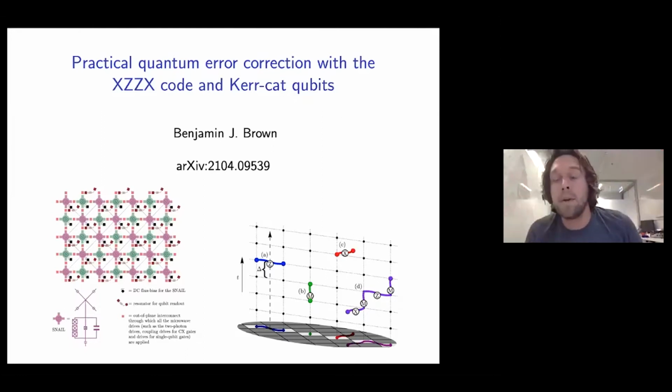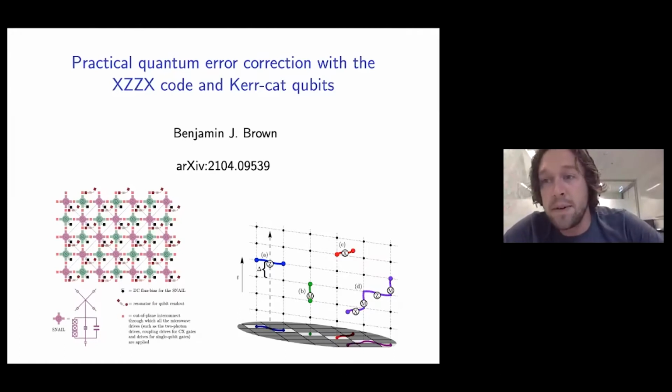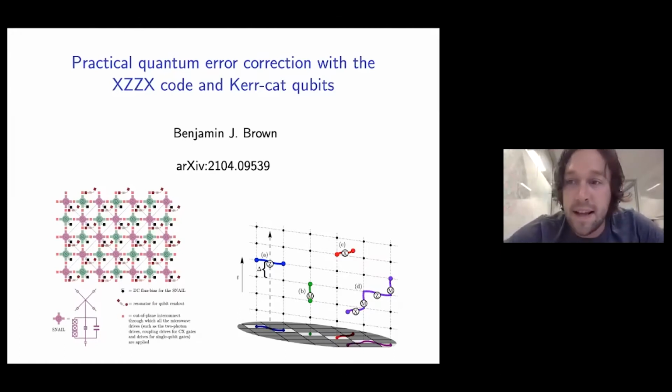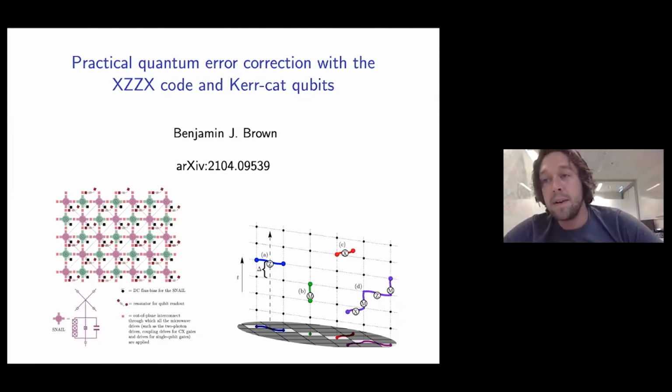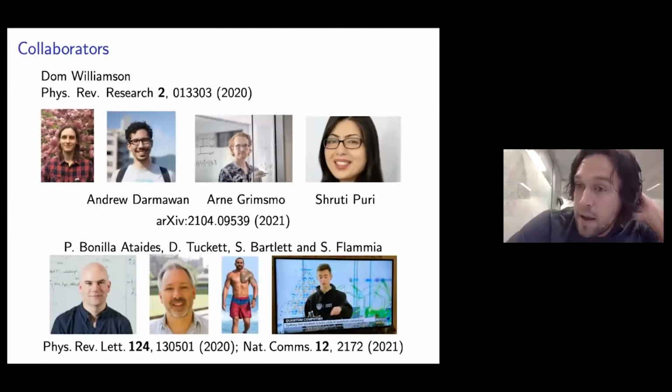I'm going to tell you about my work with a bunch of people on practical quantum error correction with the XZZX code and Kerr-cat qubits. To summarize, the message is we're excited about it because it has very good thresholds, and right now one of the hardest things seems to be getting qubits that are below threshold error rates, and we think this is a very promising proposal.